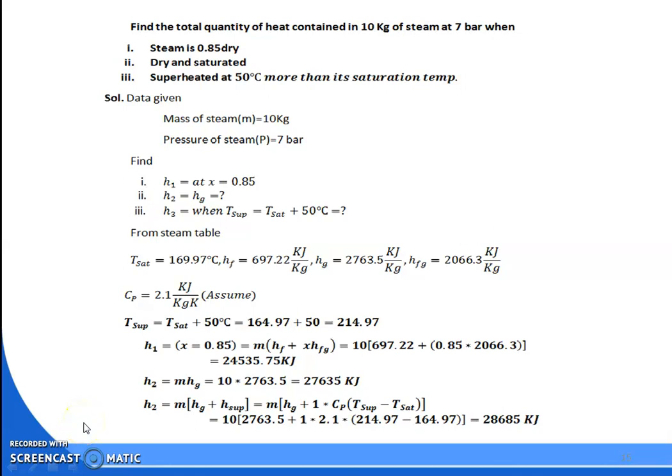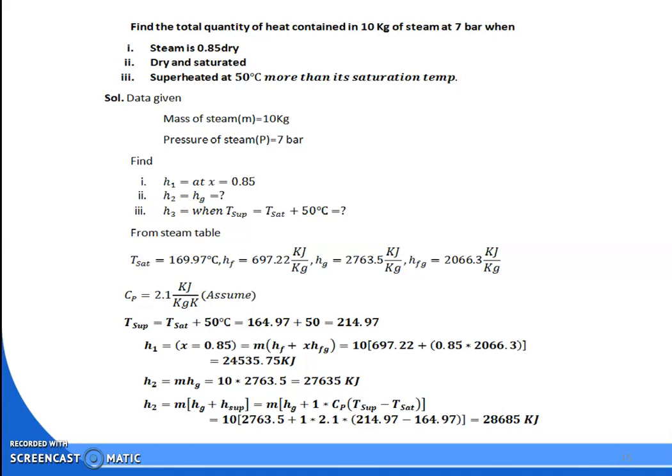So in the last class we discussed one problem, and today we shall discuss one more problem based on that same, that is how to calculate the total enthalpy of a steam.